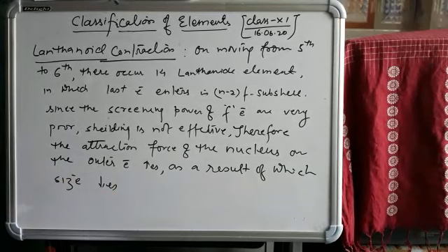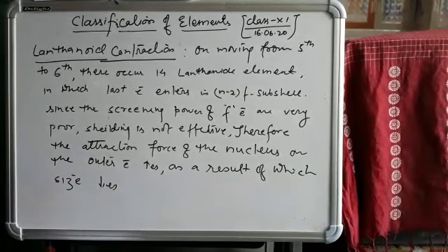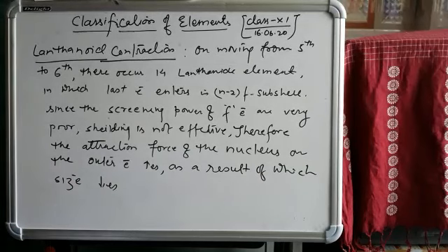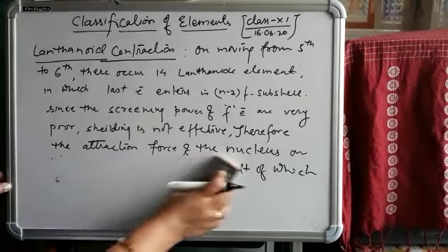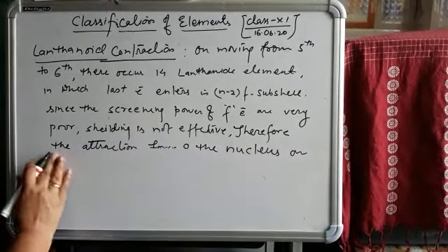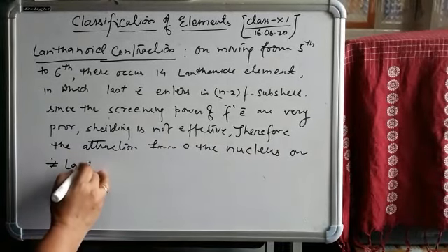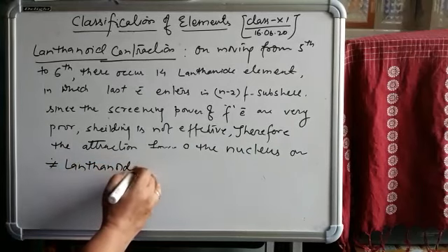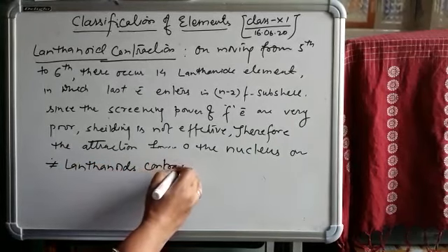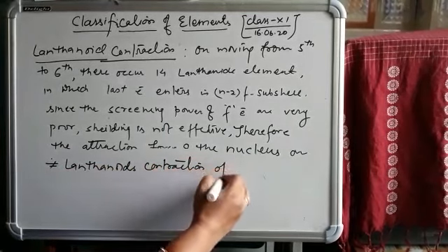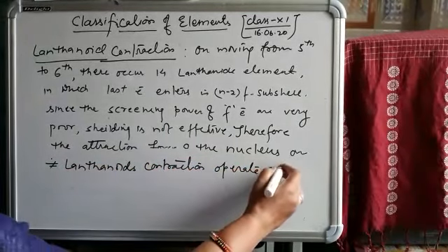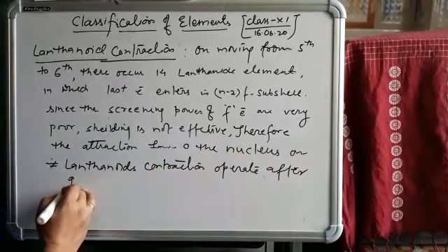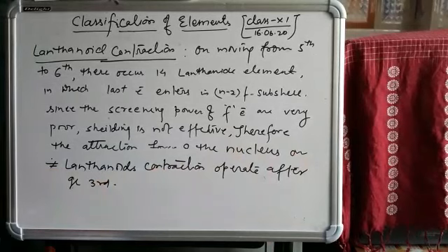Lanthanide contraction operates after group third. You can see the periodic table. You can write the points also. Lanthanide contraction operates after group third. Both lanthanide and d block contractions are more pronounced in group 13, 14 and get weaker afterwards.